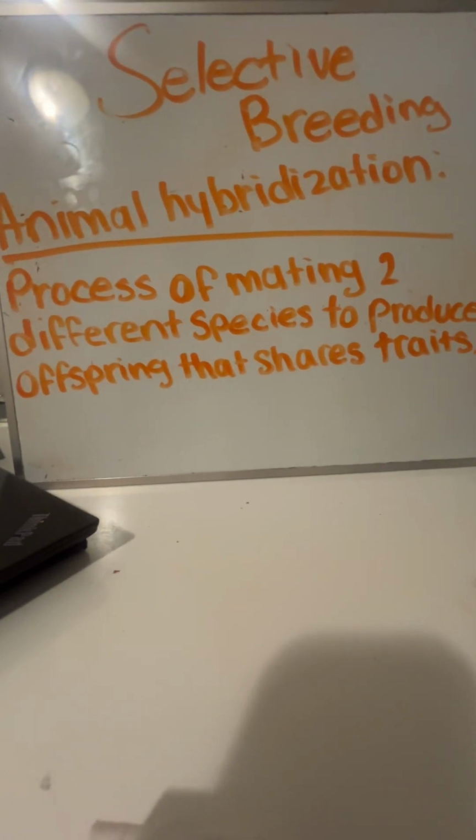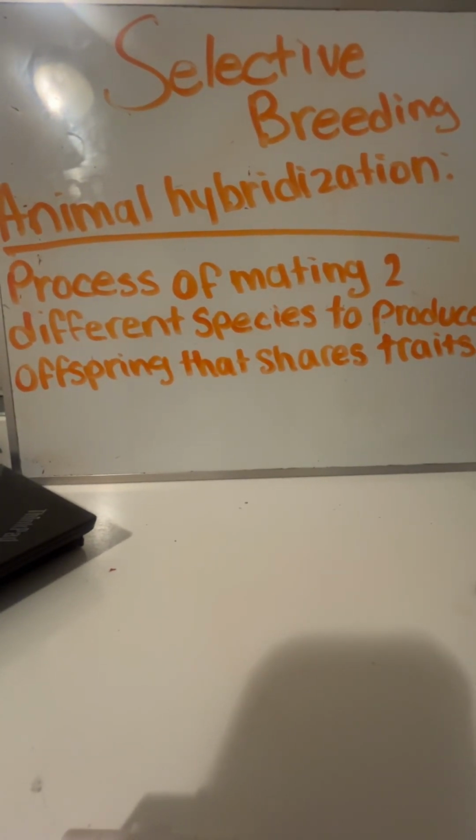Now, this is another important word, which is animal hybridization. This is a long word to remember. Animal hybridization is a process of mating two different species to produce offspring that share traits. So this time you don't want to keep the same traits like inbreeding, but instead you want to mix traits together to create offspring that have traits from two different species that are good traits. This is animal hybridization, which is like the opposite of inbreeding.